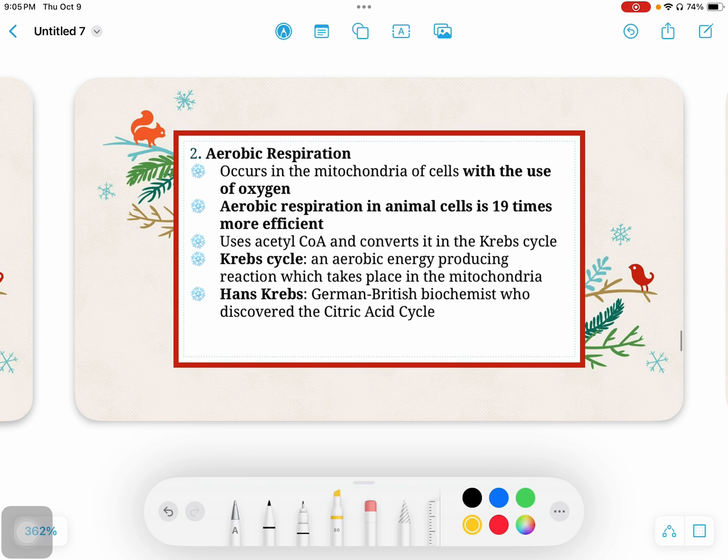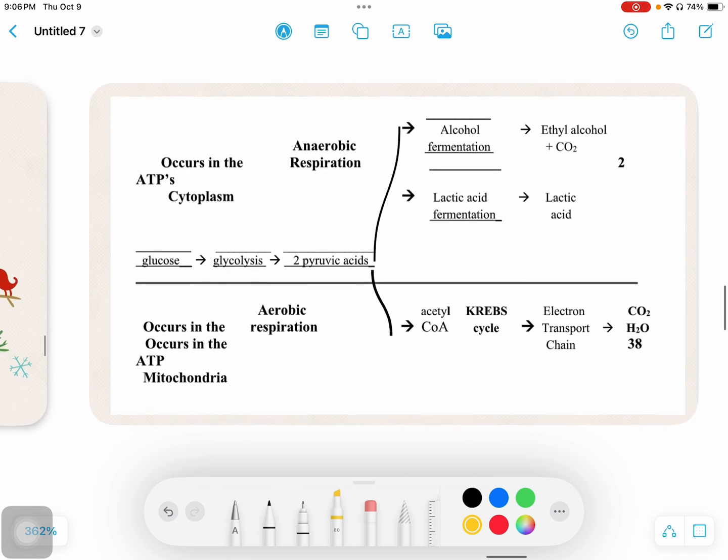The use of acetyl-CoA converts it into the Krebs cycle. Again, that Krebs cycle we've talked about just on the last couple of slides is where we're taking the pyruvic acid, breaking it apart, and then creating carbon dioxide and energy as well. And again, Hans Krebs was our guy behind it.